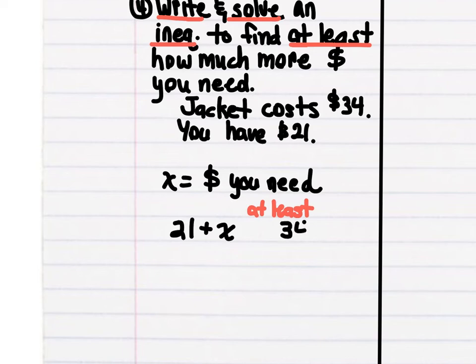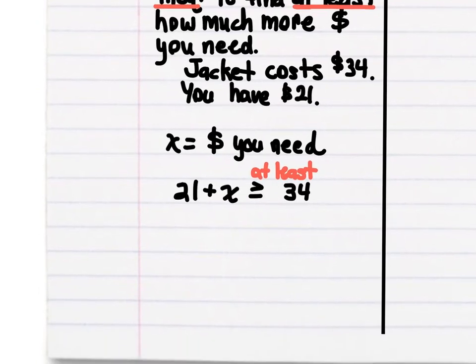The words at least mean we're going to use the inequality for at least, and that inequality is greater than or equal to 34, since this represents how much total money you would have. Okay, 21 plus X has to be greater than or equal to the jacket. And so now we're going to solve this inequality.